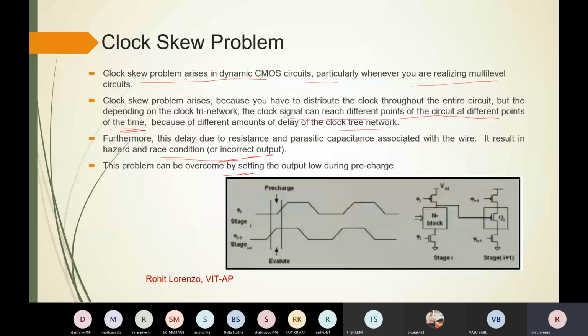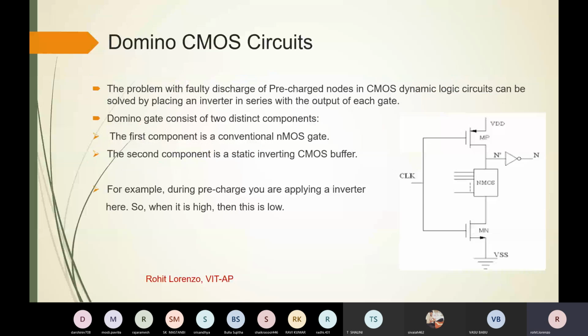So how can we overcome this problem? There is another technique called domino logic. In domino logic, I keep one inverter at the output, which addresses the cascading problem. When another block is attached, there is an inverter, a buffer, which gives some delay and does not directly affect your cascading circuit. The faulty discharge of pre-charged nodes in CMOS can be solved by placing an inverter in series. Domino consists of two distinct components: the first is an NMOS dynamic gate and the second is an inverting buffer.